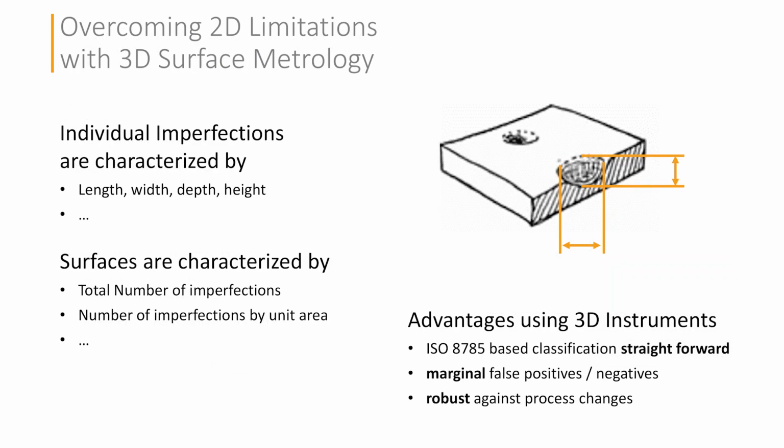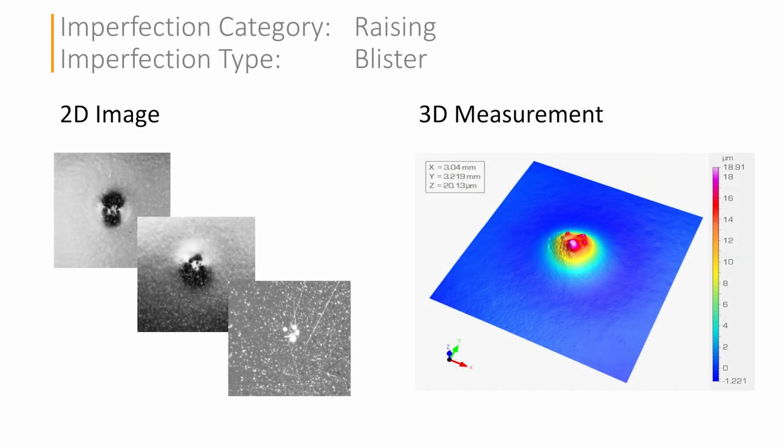This is where 3D surface metrology provides additional information. Instead of evaluating only image intensity, we measure the actual surface topography. Individual imperfections can therefore be characterized quantitatively by parameters such as length, width, height, depth, or area. And over a larger surface, we can determine quantities such as the number or density of imperfections. The key advantage is that the classification can now be based on physical geometry rather than only on the optical appearance of a defect. Let's look at a few examples.